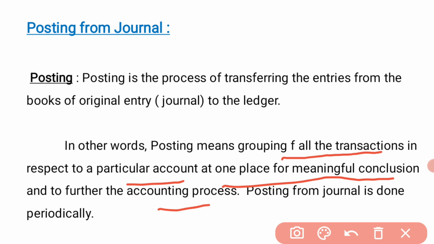So in other words, posting is one of the grouping activities of all the transactions in respect to a particular account. Whatever transactions there are, you make them into an individual group, which gives a meaningful conclusion in the accounting process. Posting from the journal is done periodically. As per the date, we have to post the ledger accounts. This is the meaning of posting.